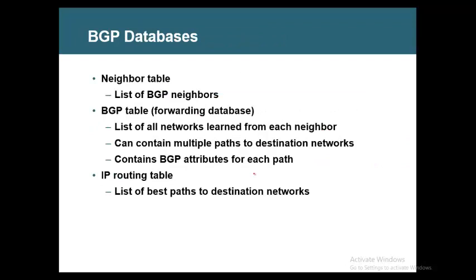There are three types of tables in BGP. The neighbor table will have the neighbors with whom the three-way handshake was successful, because it's TCP based, and with whom the BGP session is established. Now, the BGP table is another table. It's like a topology table or a forwarding database, where you will have the destinations that you learned via BGP and the attributes attached to each destination. And the routing table will have the best routes for the destination.